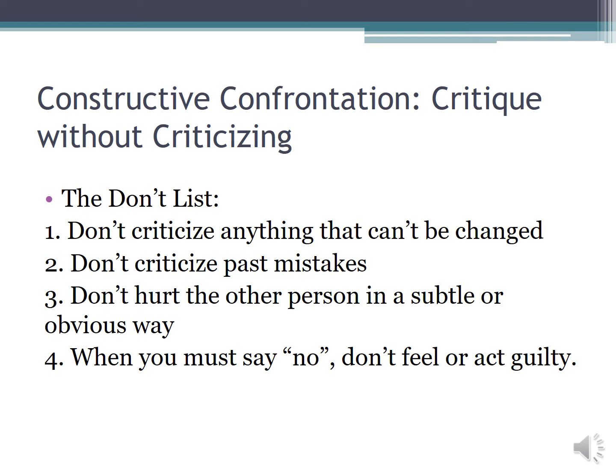Some final characteristics that are helpful are the ability to provide constructive confrontation or critique without criticizing. To do so, here are some things on the don't list. Don't criticize anything that can't be changed. Don't criticize past mistakes. Don't hurt the other person in a subtle or obvious way. And when you must say no, don't feel guilty. These are all things that are part of working on a collaborative team.